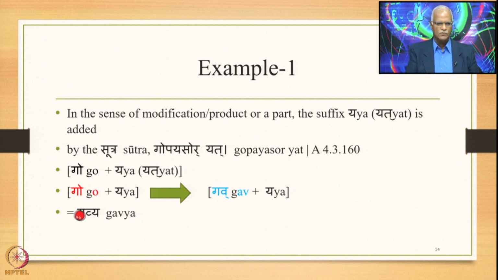So we have go followed by ya, stated yat originally. What this means is the modification or a product or a part of go. Go is a cow. So now there is this O followed by ya. So O is followed by a pratyaya that begins with the consonant ya, and therefore 6179 applies, and this O is substituted by av, and so the resultant output generated is gav plus ya. When joined together, this becomes gavya, which means modification or a product of a cow or part of a cow is what is gavya.